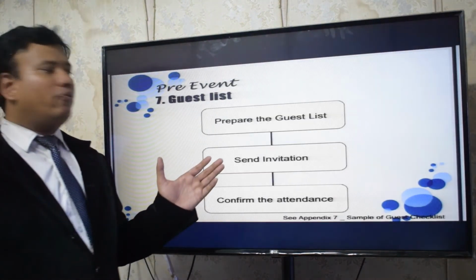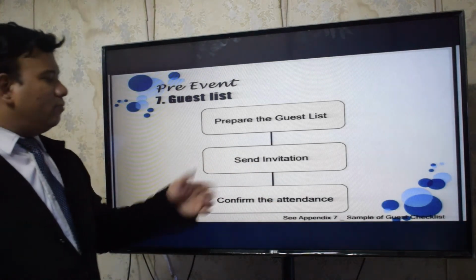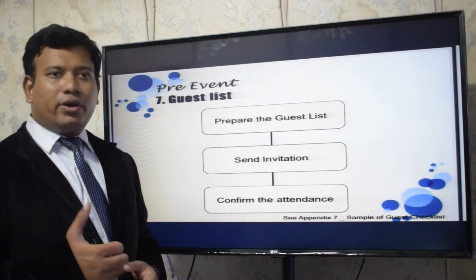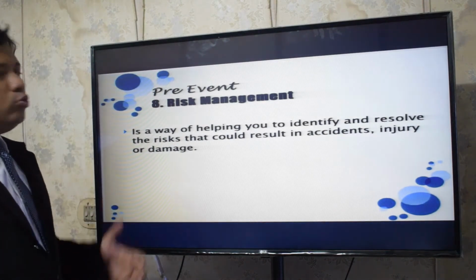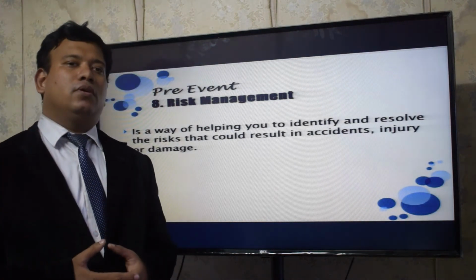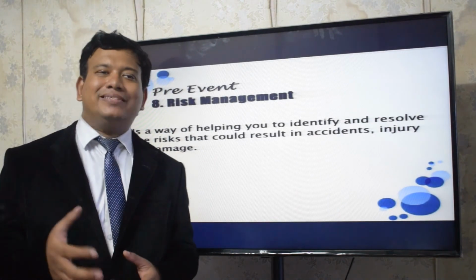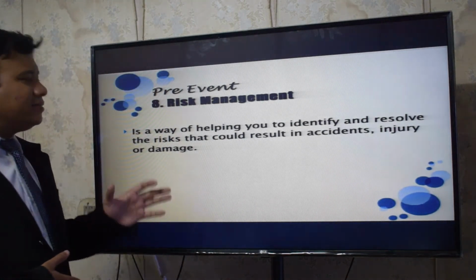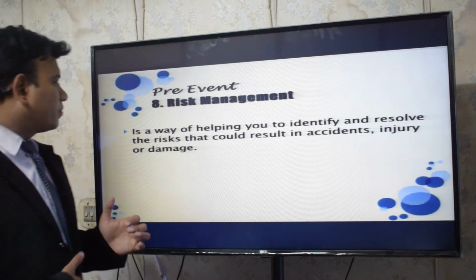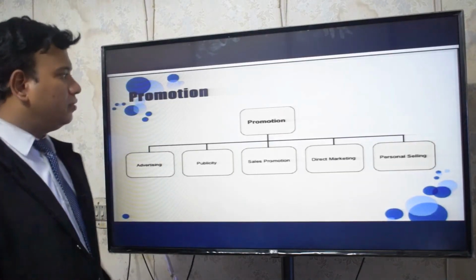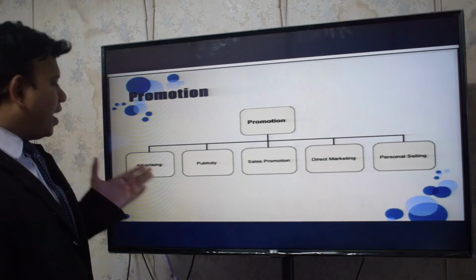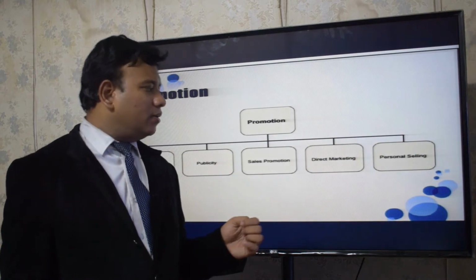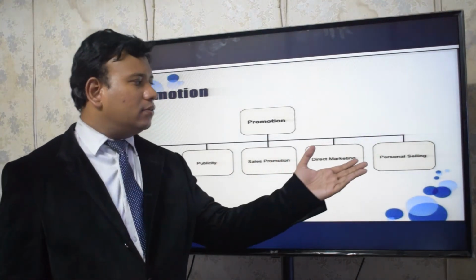Then the guest list: preparing the guest list, sending invitations, and confirming the attendance, how many guests or people are going to come to an event. The smoother the event goes, the fewer problems we face. Risk management is a way of helping you identify and resolve the risks that could result in accidents, injuries and damages. Promoting an event: for promotions we have advertising, publicity, sales promotion, direct promotion and personal selling.